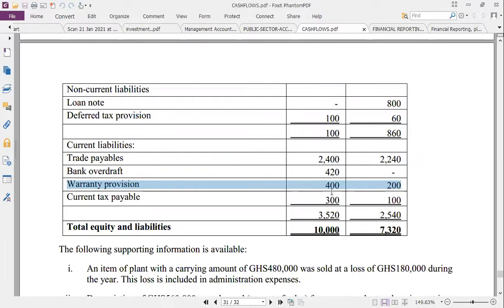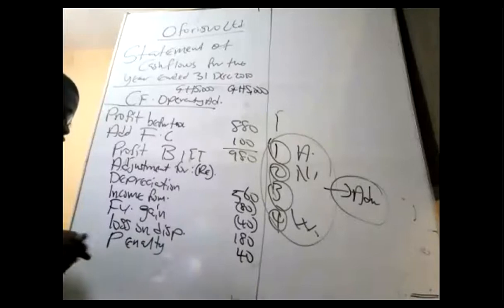And you know, increase in provisions is an expense. And this expense is an expense without any cash movement. So it's a non-cash item. Any provision at all is a non-cash item. That is all. So 200. So tell the examiner: provision for warranty, or warranty provision.